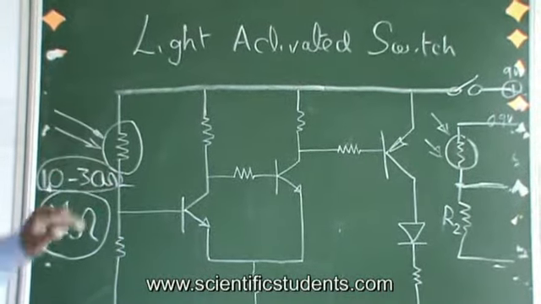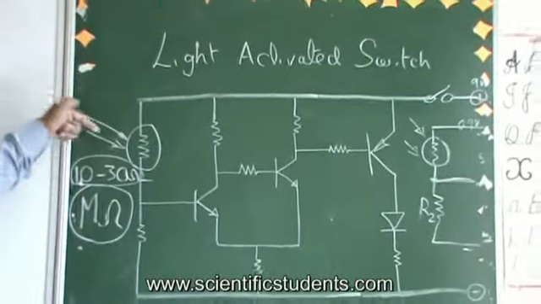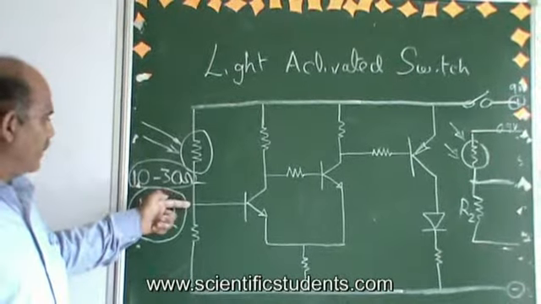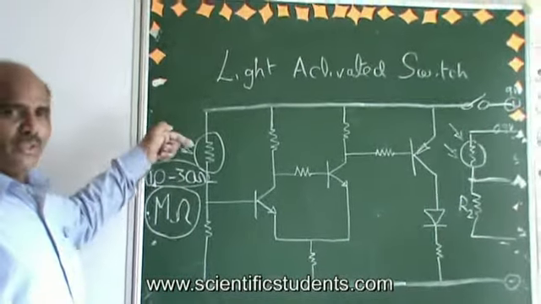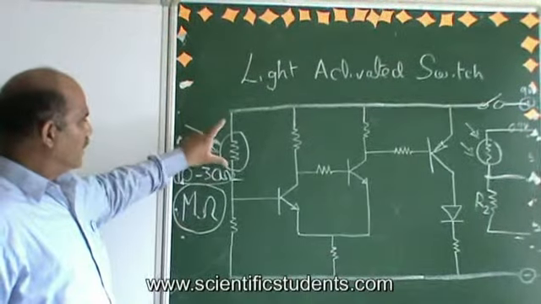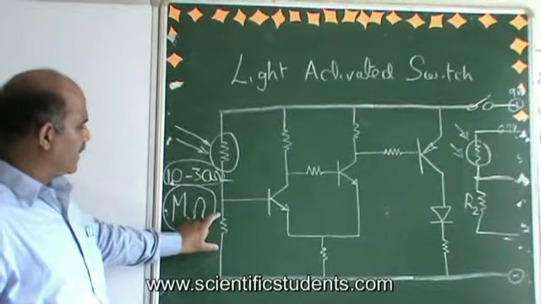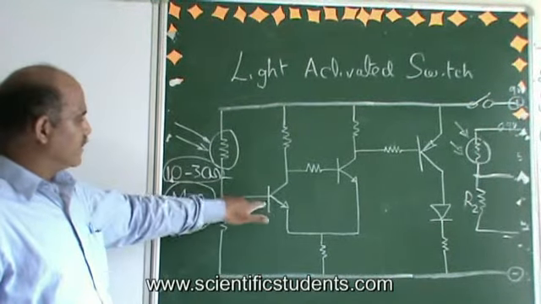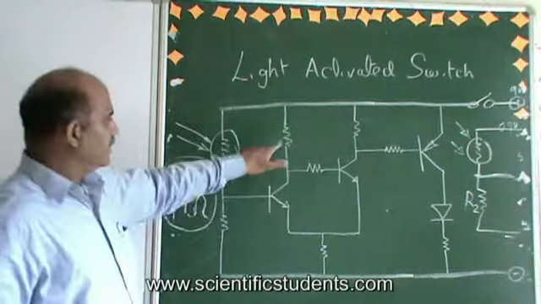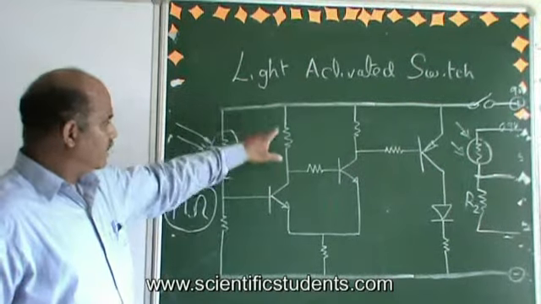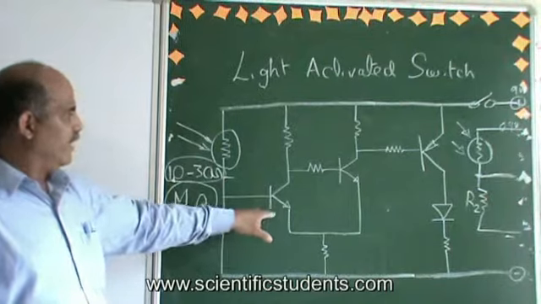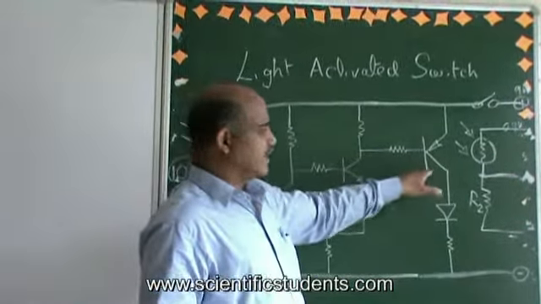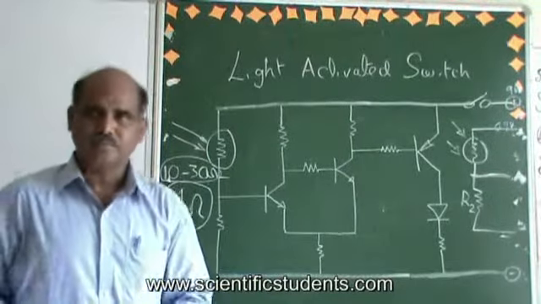So this is the potential divider network. During the daytime, the resistance of the LDR is low and the other resistance is high, so the voltage on this point is more. That is sufficient to drive this transistor, which means this transistor is on. When this transistor is on, automatically what is happening to this transistor, and what is happening to this transistor, is the study of our circuit.